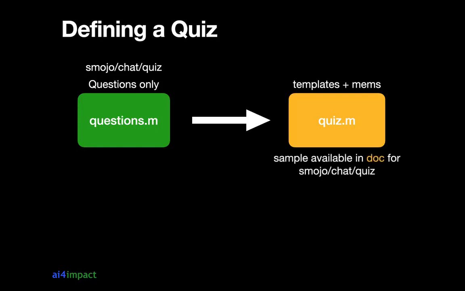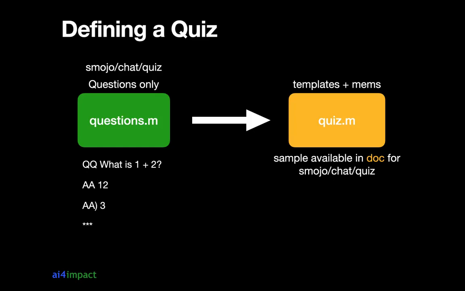The sample is available in the doc, using Smojo/chat/quiz. The questions follow a very simple format. There's a QQ, which is the question, like what is 1 + 2? And then there's an AA to give you one or more answers. So AA 1, 2, for example, are the wrong answers, and of course, 3 is the right answer. The right answer has a little close parenthesis at the end of it, so it's AA close parenthesis. That's how the system knows it's the right answer.